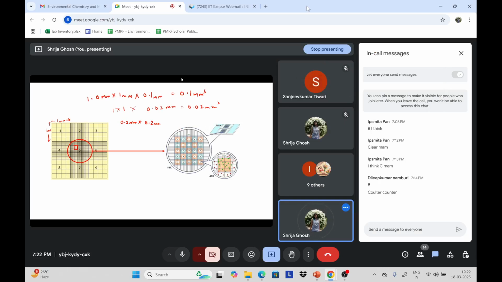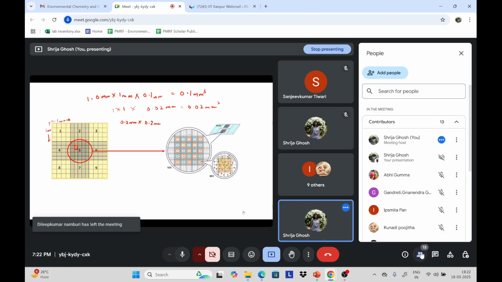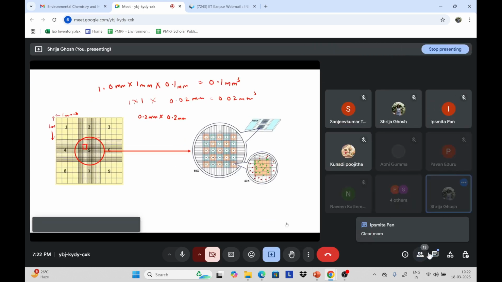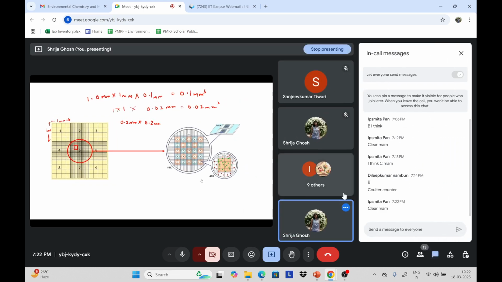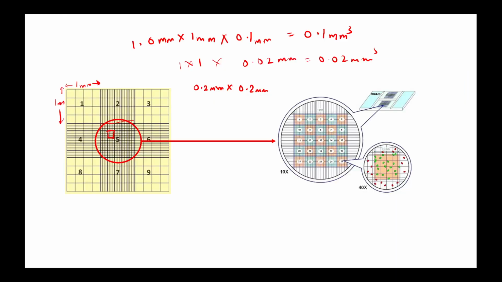Okay. This is clear? Does anybody have any doubt? If anyone has any doubt, please ask, regarding how to count the cells. You can see here, we can count the cells in one of these squares. The cells will be there outside the square also, but we will only count the cells that are inside the square.